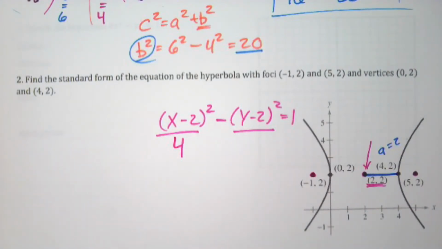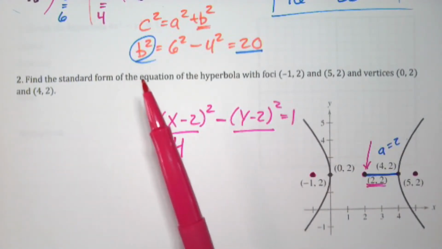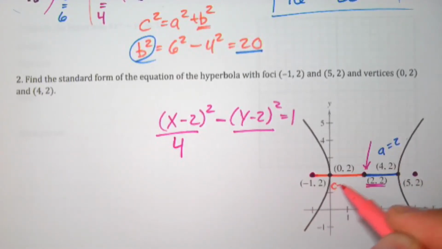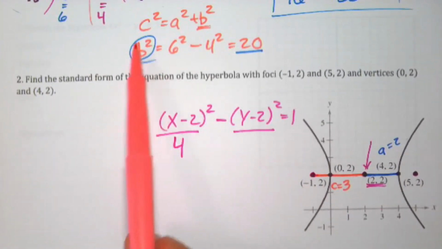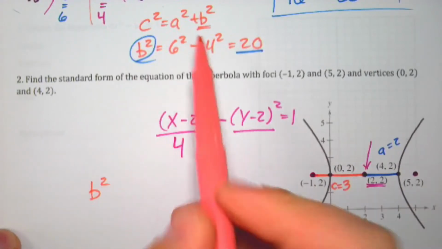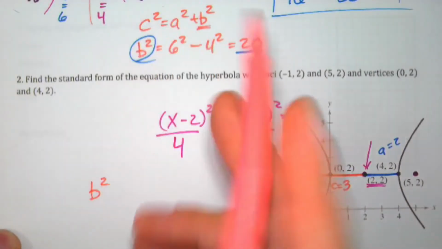Again, we find ourselves in another position as up top on number 1. We do know a. We know c. We know the distance out to either of our foci is going to be a distance of 3. And then we can solve for b squared similarly as we did up here. So b squared is going to be c squared minus a squared.